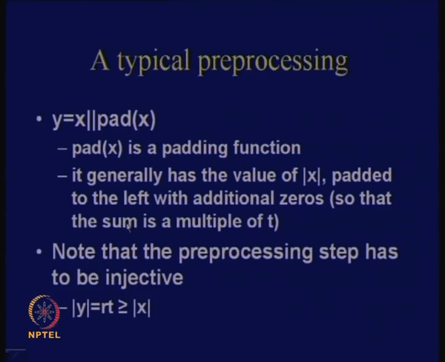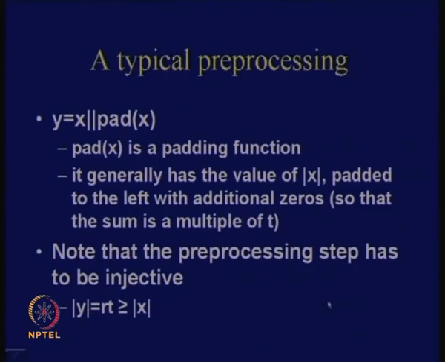Now note one thing: the main thing to be noted here is that this pre-processing step has to be an injective function. What does injective function mean? It has to be a one-to-one transformation. Why? Because if it is not a one-to-one transformation, then I can concentrate on this pre-processing step itself and create a collision, right?